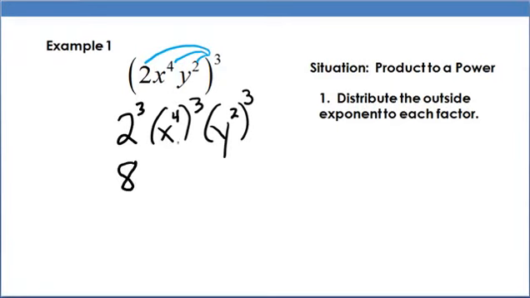The next one, x to the 4th to the 3rd, actually kicks back into our last rule. We have a power to a power. Remember, keep the base and multiply. So that's going to give us x to the 12th. Same thing for the y's. Keep the base and multiply on the exponents.